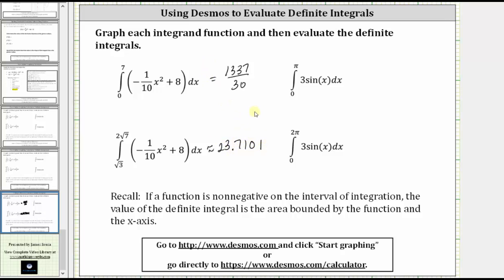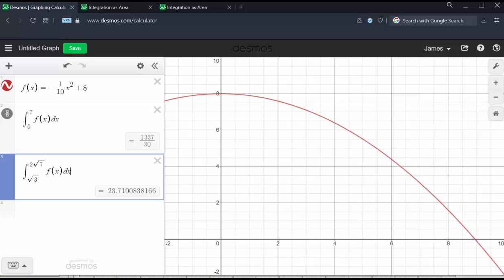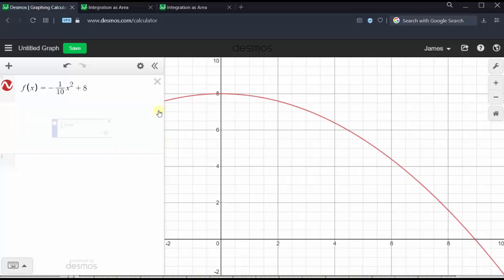And now let's evaluate the definite integrals on the right, where the integrand function is f of x equals 3 sine x. Notice the limits of integration for the first integral are from 0 to pi, and for the second integral, the limits of integration are from 0 to 2 pi. So going back to Desmos, let's clear these integrals by clicking the x on the right. Let's change our function to 3 sine x.